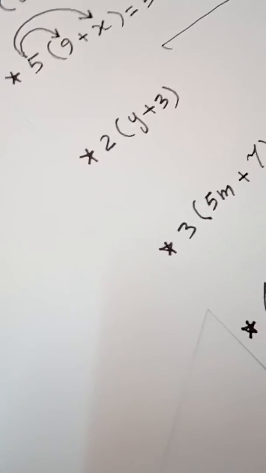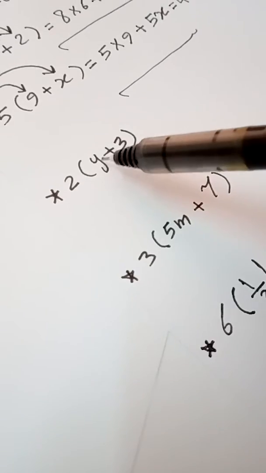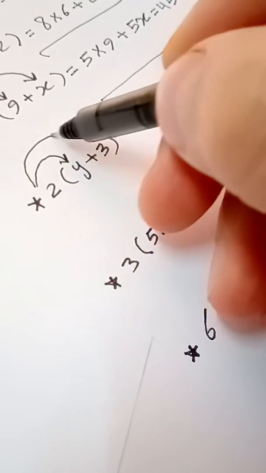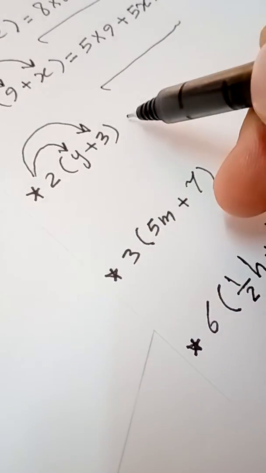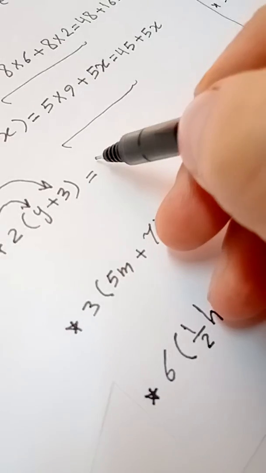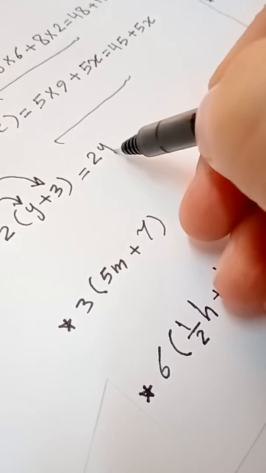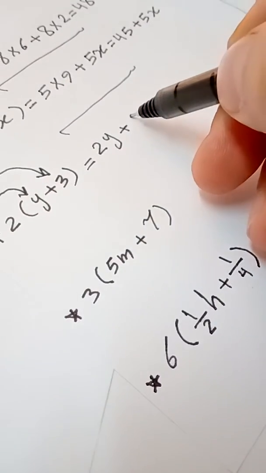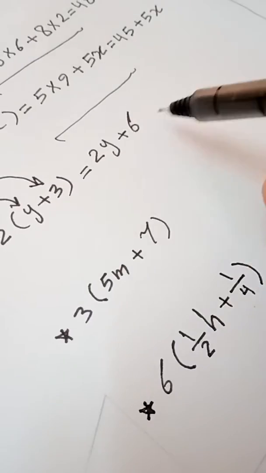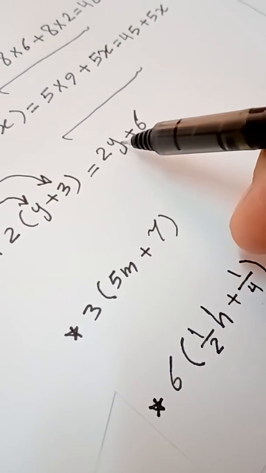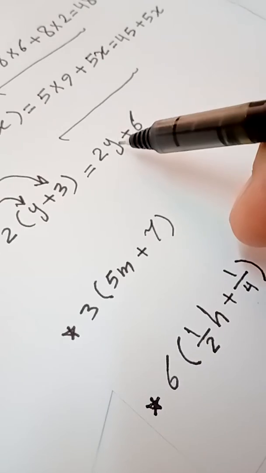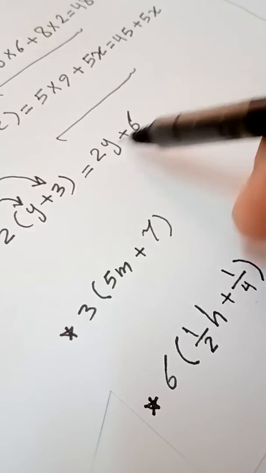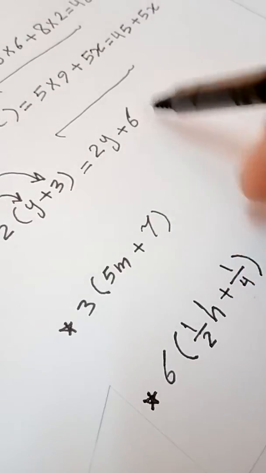Okay, now I have 2 times y plus 3. Take 2, multiply by y, then take 2, multiply by 3. So I can write now 2 times y will be 2y plus 2 times 3 will be 6. I cannot add 6 with 2y because this term has a variable and this term is just a number. So these are different terms. So this is the last answer.